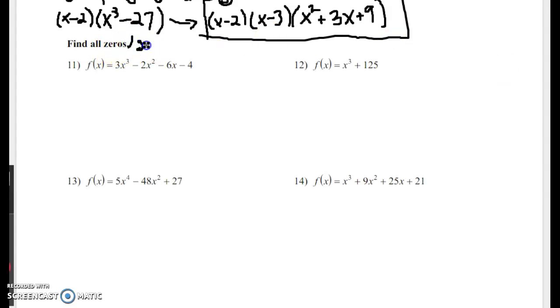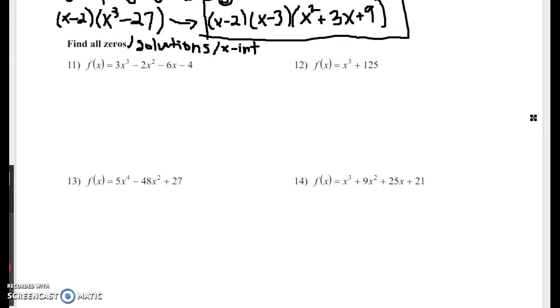Zeros are the same as solutions, are the same as what we called roots. On a graph, we call them x-intercepts. So these all mean zeros. If you're asked to solve or to find zeros, find roots, find x-intercepts, you're doing the same thing. And ideally, the way to do that is factoring. Now the problem is, what if it doesn't factor?